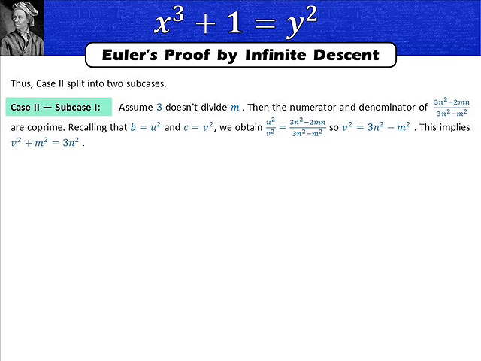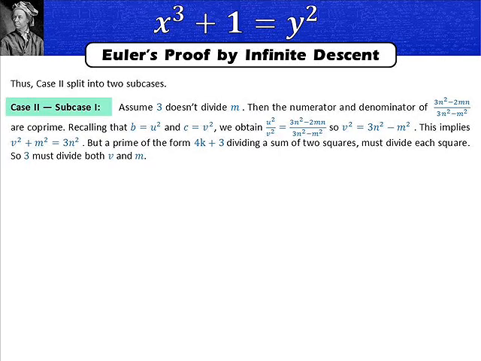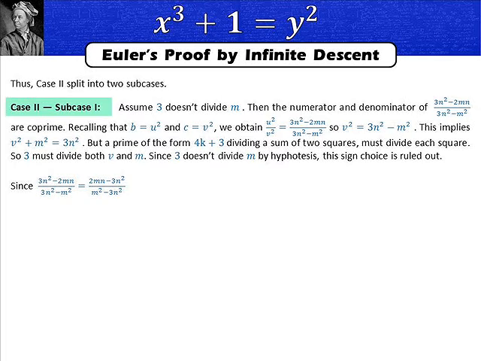This implies that v squared plus m squared equals 3 times n squared. But a prime of the form 4k plus 3 dividing a sum of two squares must divide each square. So 3 must divide both v and m. Since 3 doesn't divide m by hypothesis, this sign choice is ruled out. Euler now multiplies both numerator and denominator by minus 1 and so analyzes the alternative sign choice.